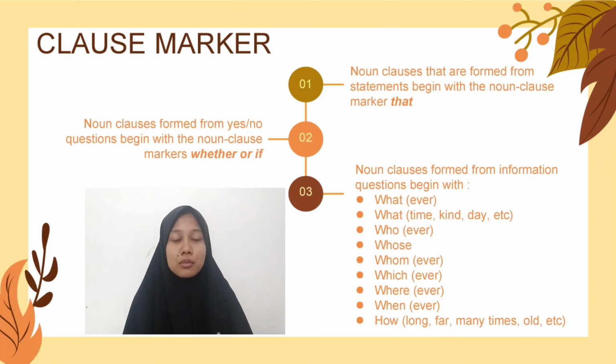what time, what day, what kind, etc., and who, whose, whom, which, where, when, and how. Can also be how long, how many, how much, etc. And noun clauses that are formed from information questions can also begin with whatever, whoever, whichever, whomever, wherever, and whenever.